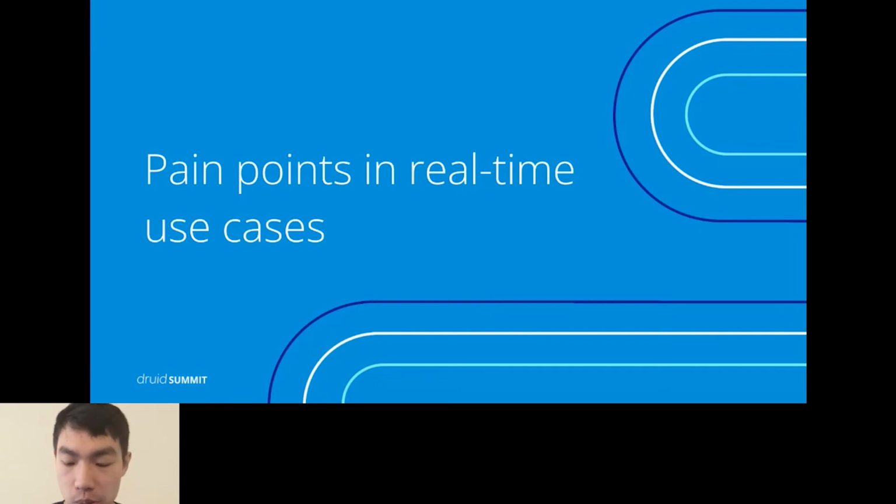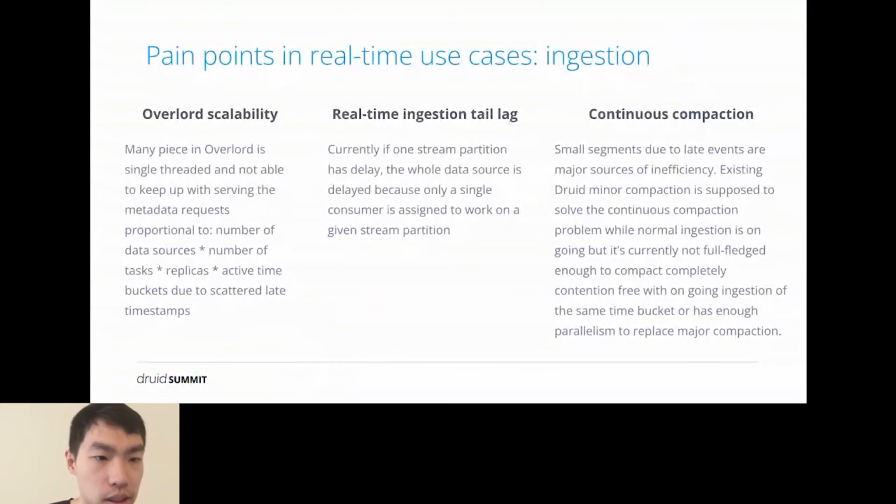Yeah. So with all the good things, we also talk about the current pain points in real-time use cases that we are planning to address, or work with the community to address, next year. One thing is overall scalability. We found that many pieces in the workload are single-threaded and not able to keep up with serving the metadata requests. The number of metadata requests required to be served is usually proportional to the number of data sources times the number of tasks, times replicas, times active time buckets. If you have scattered event timestamps, there will be multiple time buckets or segments open. So we really want to improve that part, which I think is currently the bottleneck of serving higher scale use cases.